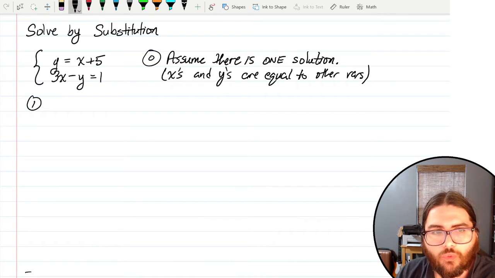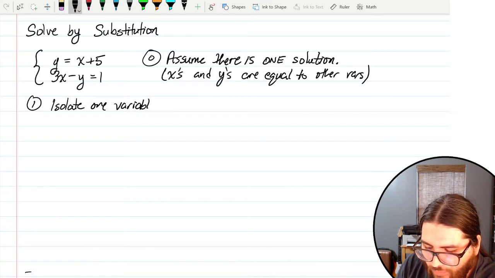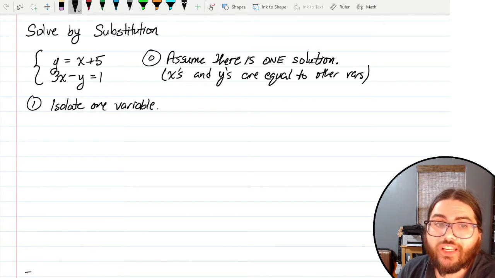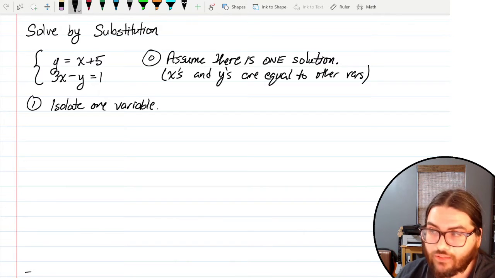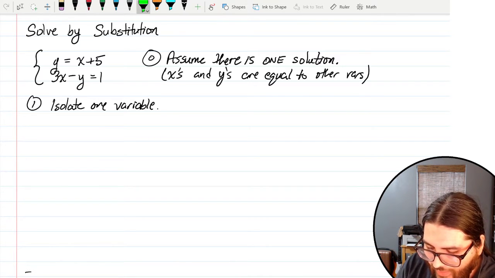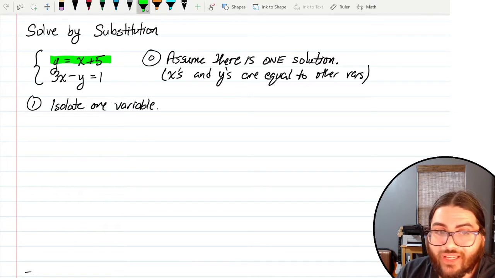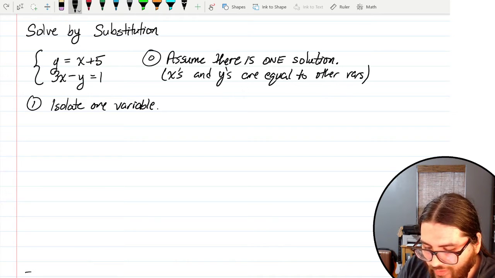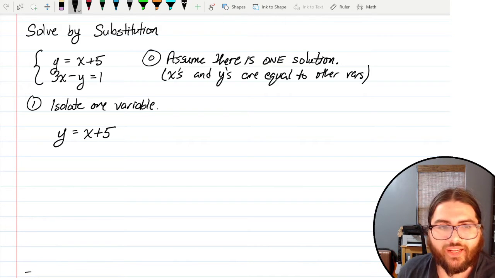The real step 1 that most people will begin with is to isolate one variable. And that can be either variable, and it can come from either equation. It does not matter which. As long as the variable is by itself, it can work here, because what we're going to do is plug it in for the other one. This particular system of equations already has y by itself in the first equation. So really, I don't have to do any work whatsoever. This part is already done for me. Y equals x plus 5.